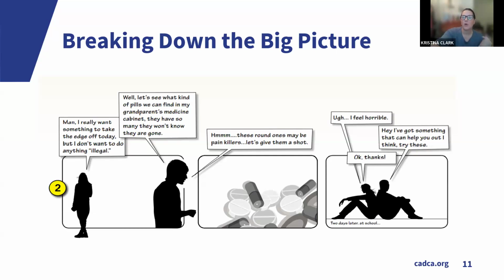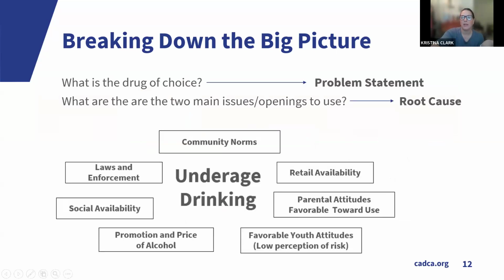So just in this, you already started doing a problem analysis, right? So we know the drug of choice is what becomes the problem statement, or if we're doing a problem analysis, that circle in the middle. The two main issues that we're seeing are the root causes. So here, if you weren't with us earlier, these are the root causes based in prevention science. What we mean by that is the ones that we know through the research with tobacco and alcohol move the community meter. And so that's why we focus on them.